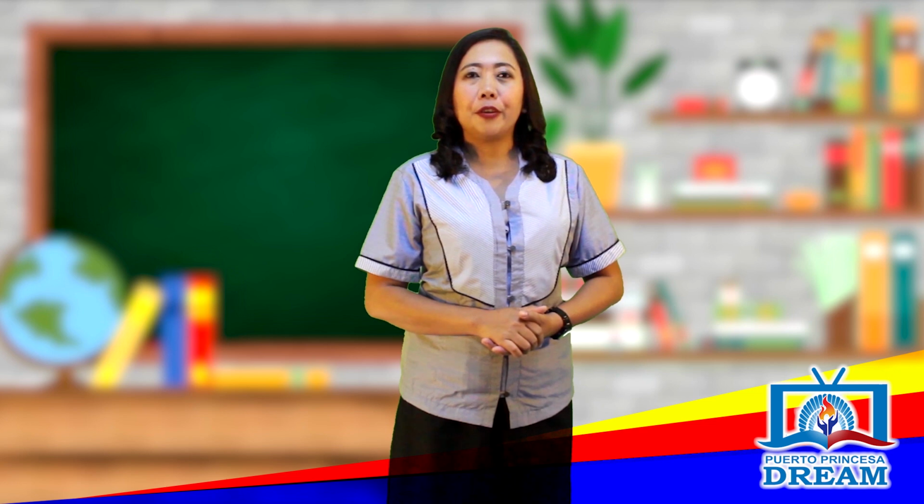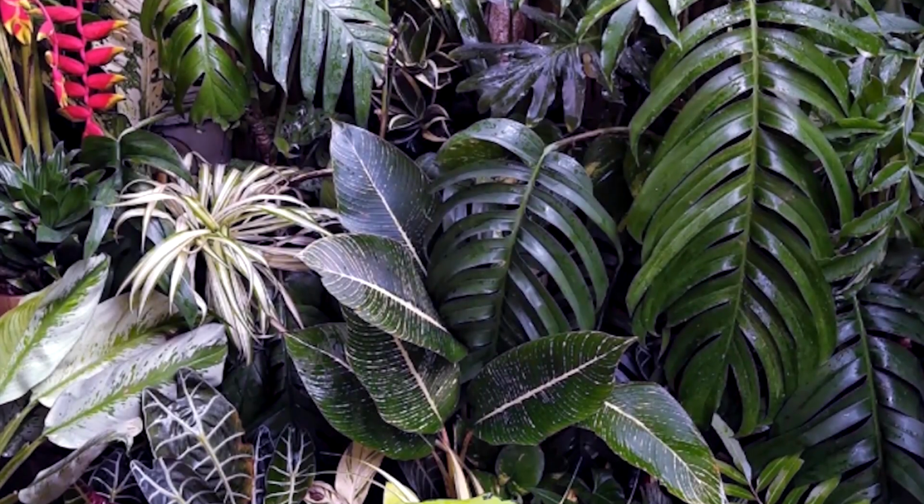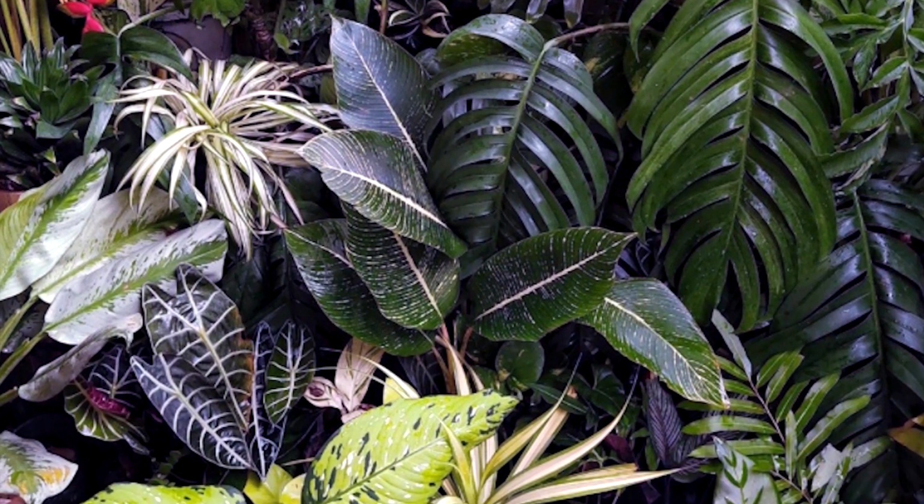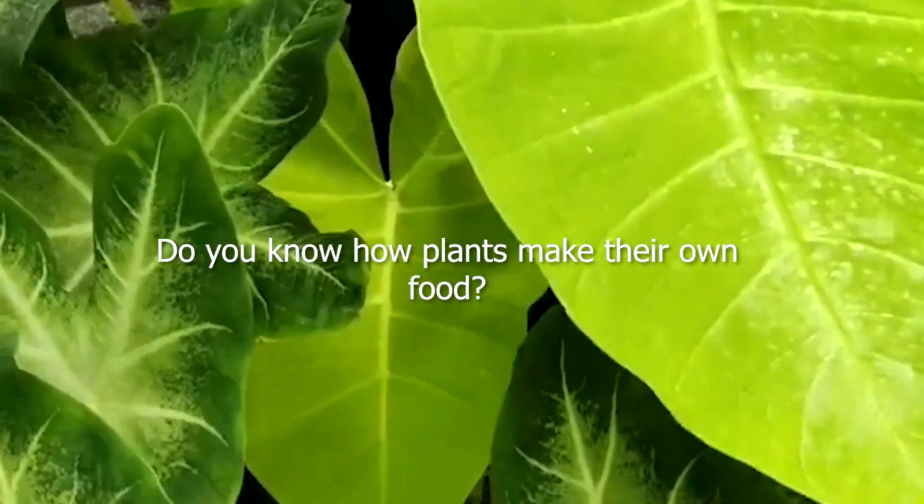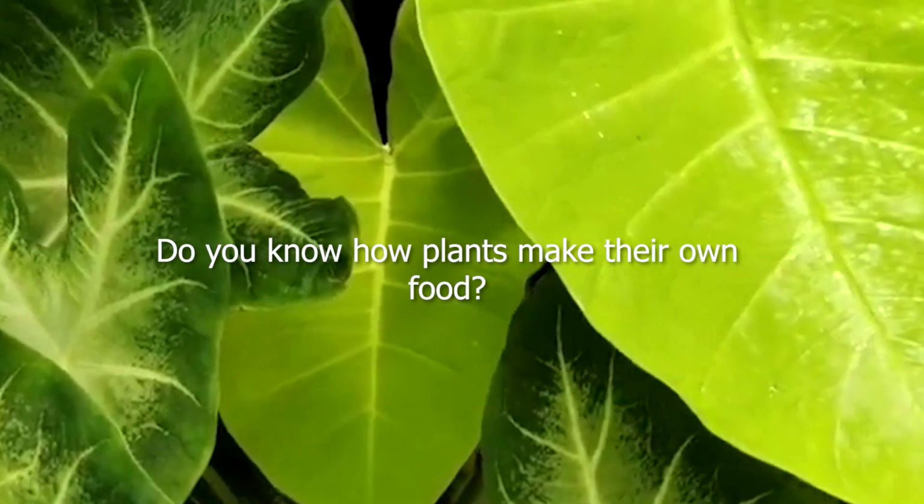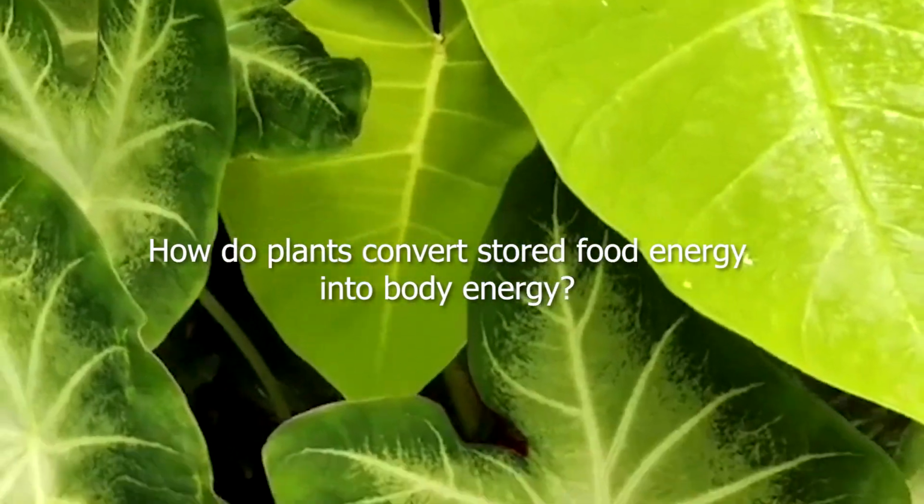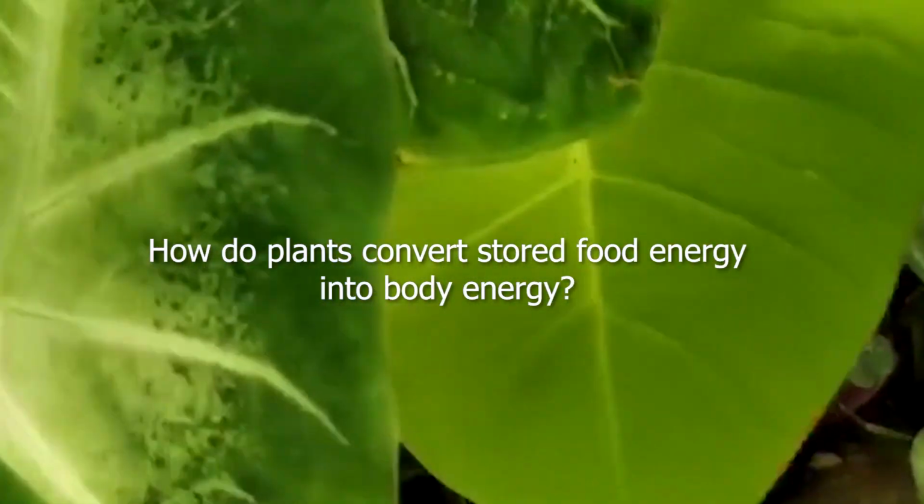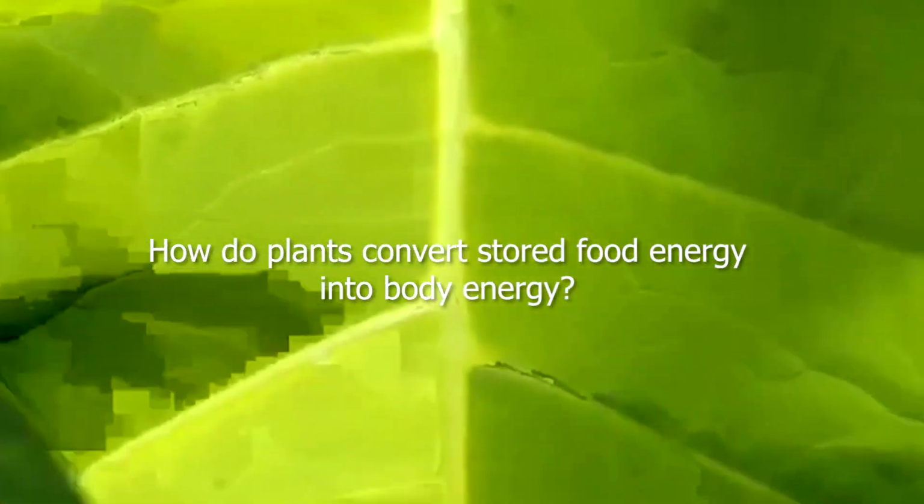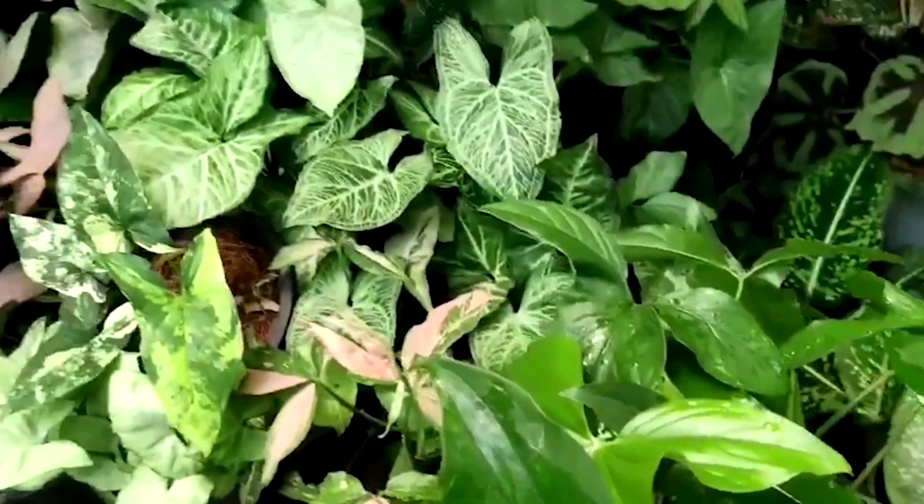Plants are food manufacturers. They produce food not only for themselves, but also for other organisms as well. Do you know how plants make their own food? How do plants convert stored food energy into body energy? This lesson will give you information on plants' food-making process, referred to as photosynthesis, which makes the flow of energy in the ecosystem possible.